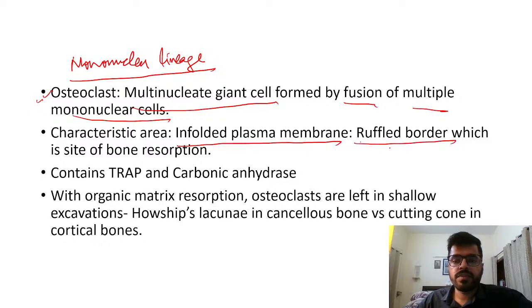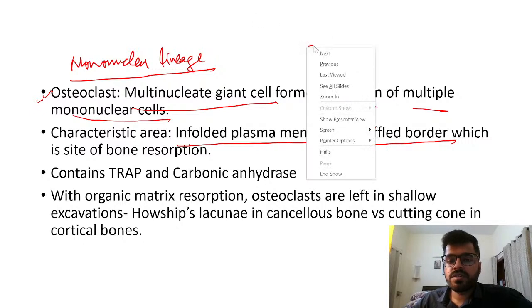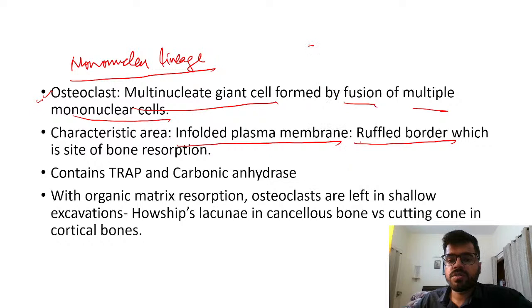So osteoclasts are seen in resorption pits. They're called house-shaped lacunae in cancellous bones and cutting cones in cortical bones. So this is the pit, and here osteoclast is there with its ruffled border. So this is the ruffled border.